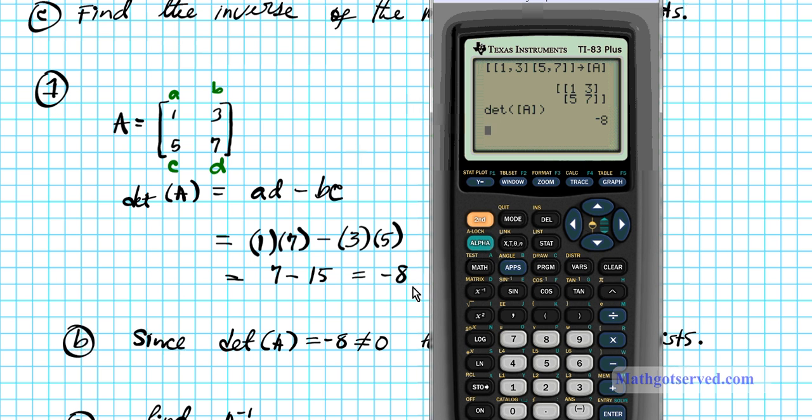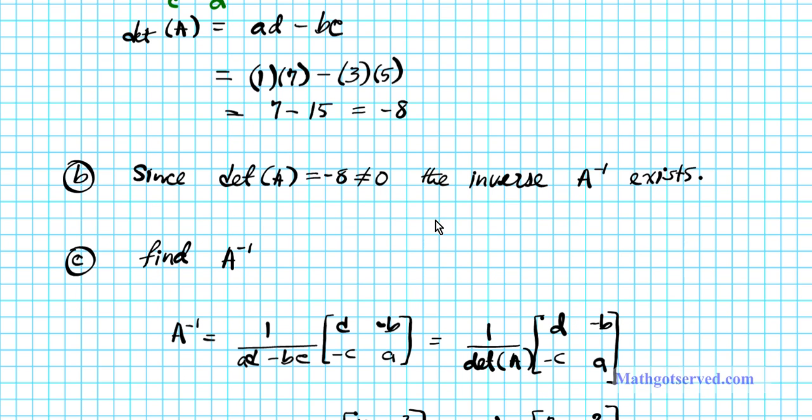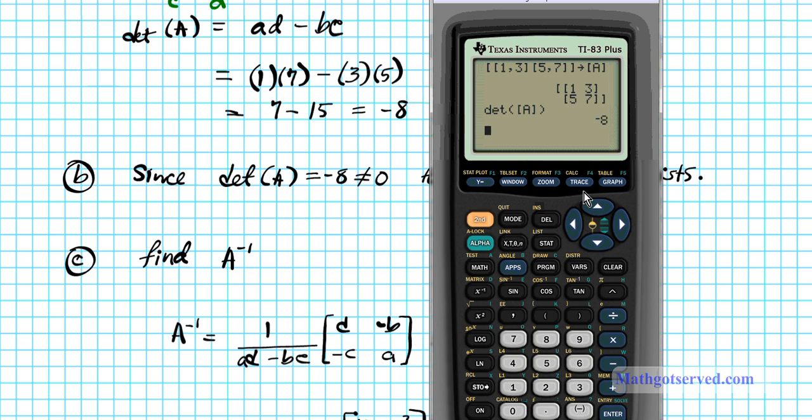Next thing we want to find is the inverse of matrix A. That's pretty straightforward. All you just have to do is you're going to call matrix A again. Second function x to the negative 1. Enter for matrix A. And I'm going to raise it to the negative 1 power. Alright, so raise to the negative 1 like that.